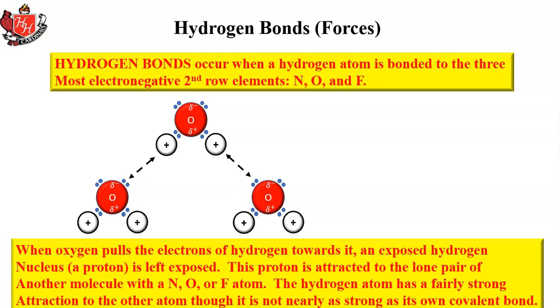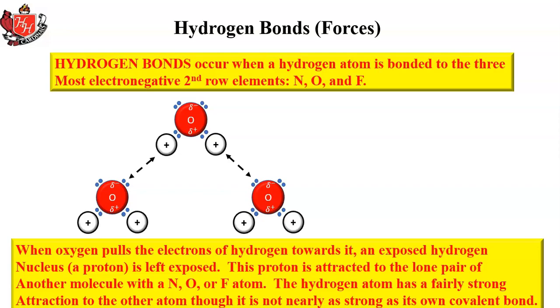So if you have a hydrogen attached to either a nitrogen, oxygen, or fluorine, then you can create a hydrogen bond. When oxygen pulls the electrons of hydrogen toward it, an exposed hydrogen nucleus, a proton, is left exposed. So that's why I'm showing the hydrogens in these water molecules as plus signs, not H for hydrogen, because you have kind of an exposed proton sticking out there because the oxygen pulls all the electrons over towards it. So this proton is attracted to the lone pair of another molecule with a nitrogen, oxygen, or fluorine.